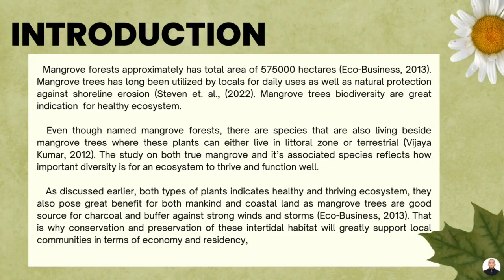As plants that only grow in tropical and subtropical regions, mangroves exist in Malaysia as well, with approximately 575,000 hectares of areas identified as mangrove forests. Although named mangrove forests, there are also other species living besides mangrove species, which are called mangrove-associated plants. These plants indicate a thriving ecosystem where biodiversity is abundant. They also bring great benefits for both economic and ecological importance.